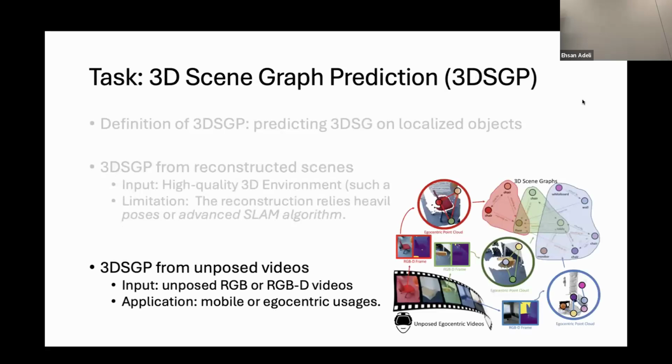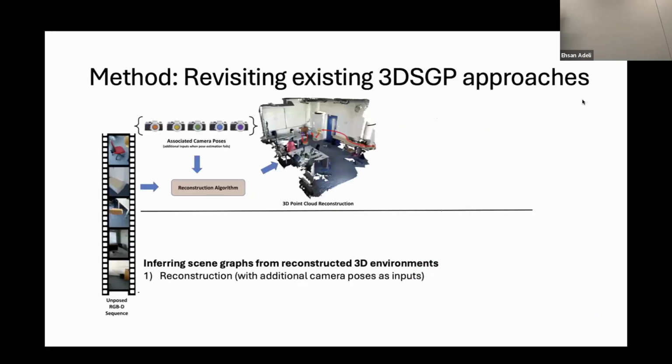To this end, unlike most existing 3D SGP approaches, we propose a new learning paradigm that learns the 3D scene graph from unposed ego-centric videos in a reconstruction-free manner. Our approach takes unposed RGB or RGBD sequences as input, focusing on mobile or ego-centric applications. We first revisit the existing reconstruction-based 3D SGP approaches, as well as their potential shortcomings. Next, we present Ego-SG, our reconstruction-free solution for 3D SGP.